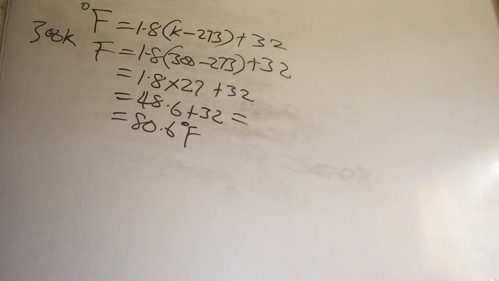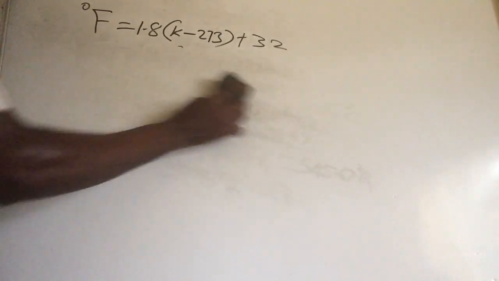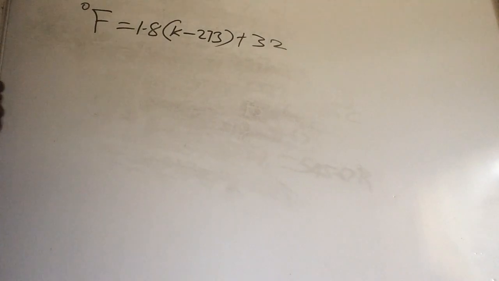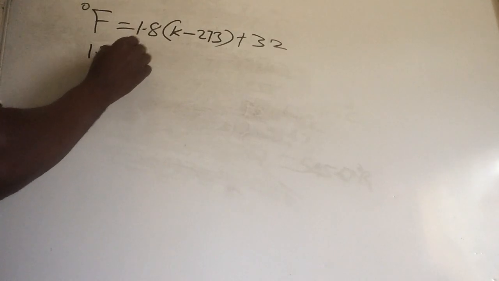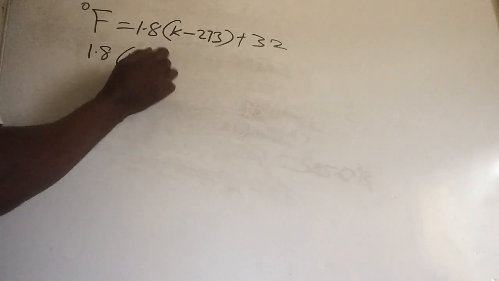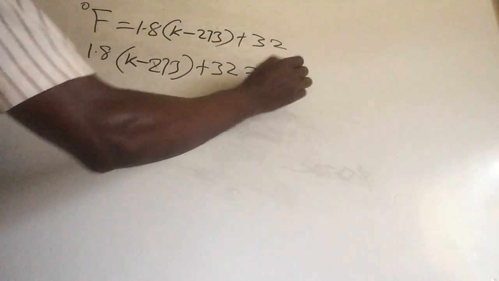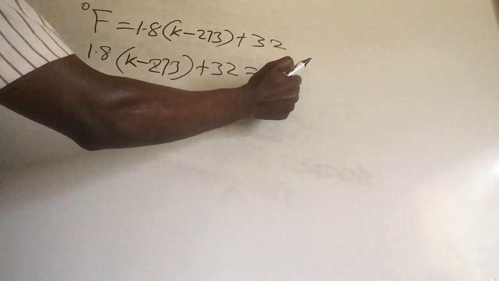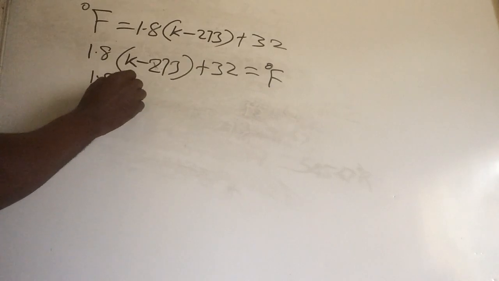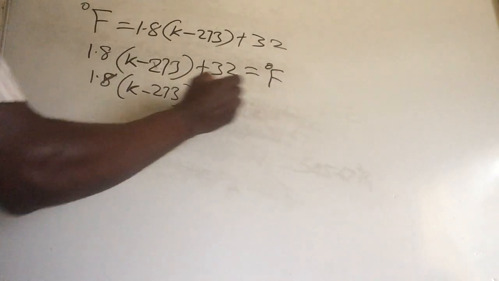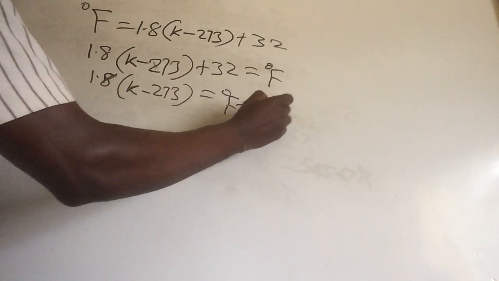Now, let us convert Fahrenheit to Kelvin. We still make use of the same formula, which is 1.8 bracket K minus 273 plus 32 equals degree Fahrenheit. Take this 32 to the other side, it will be minus 32.